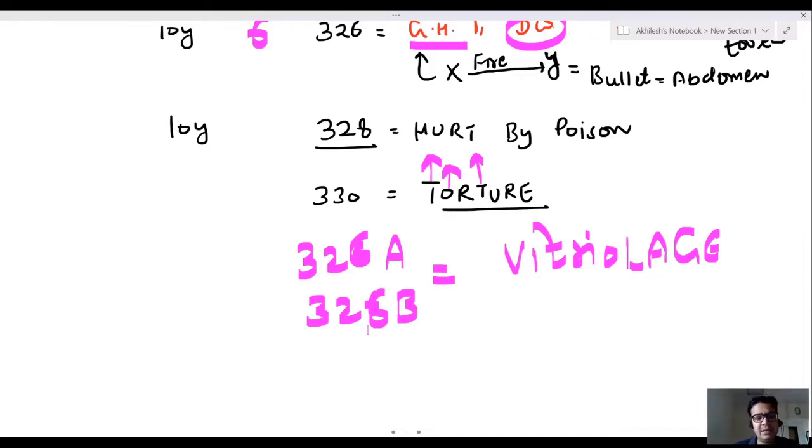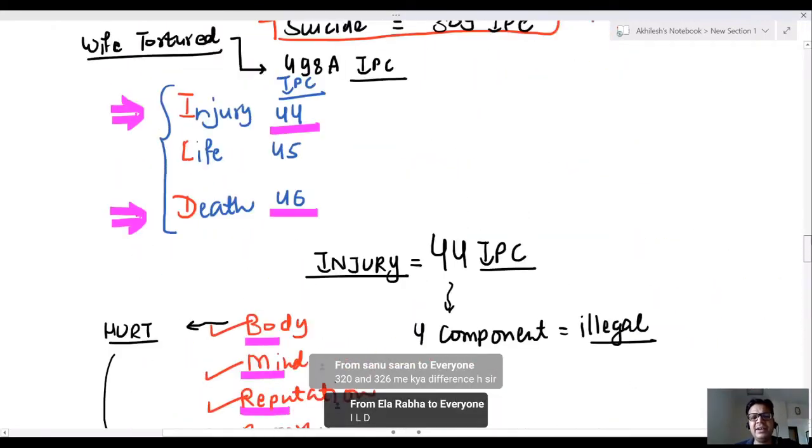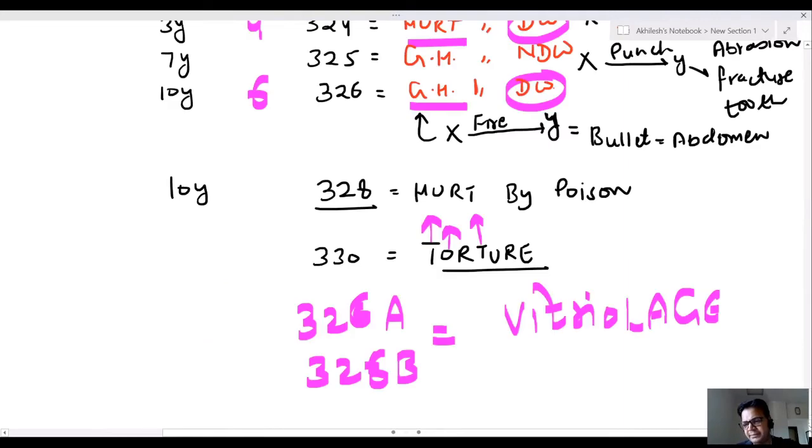Grievous hurt is defined in 320. Voluntarily causing simple and grievous hurt are 321 and 322. Punishments are for simple hurt by non-dangerous weapon, and grievous hurt, simple hurt by dangerous weapon. IPC 44, 45, 46 are definitions. I already told you these are definitions of injury, life and death. Injury is defined under this, life is defined under this, death is defined under this.